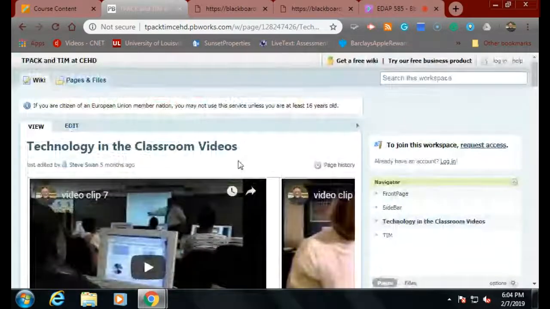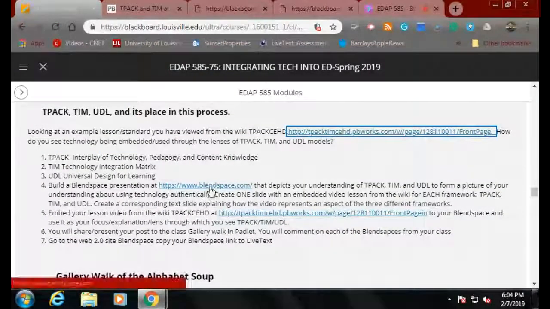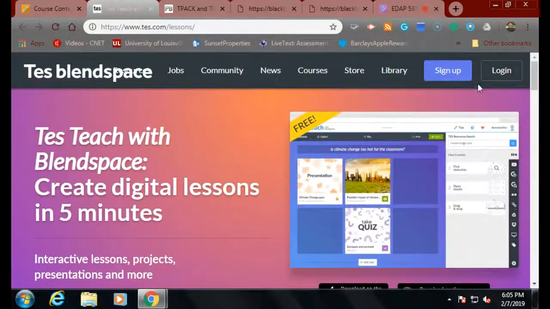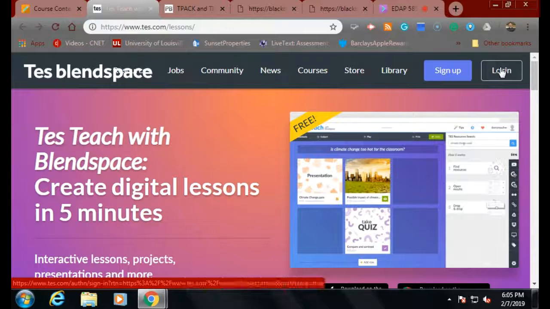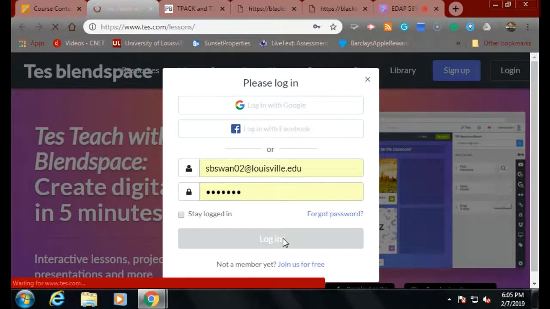Okay, so what are we doing? Well, let's go back and look at the tool that we'll be using. This is called Blendspace. I like it because it's a very simple tool to use. Again, you have my login to get into it: sbswan02@louisville.edu, and the password is ULIT241. I can't show that. So, email address, ULIT241, and you can log in.